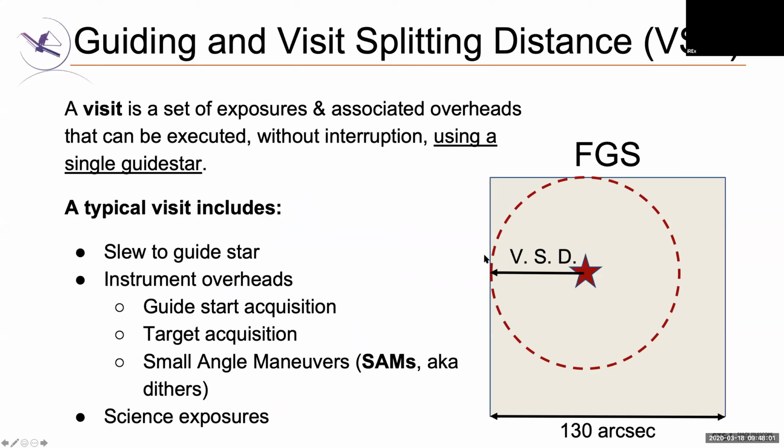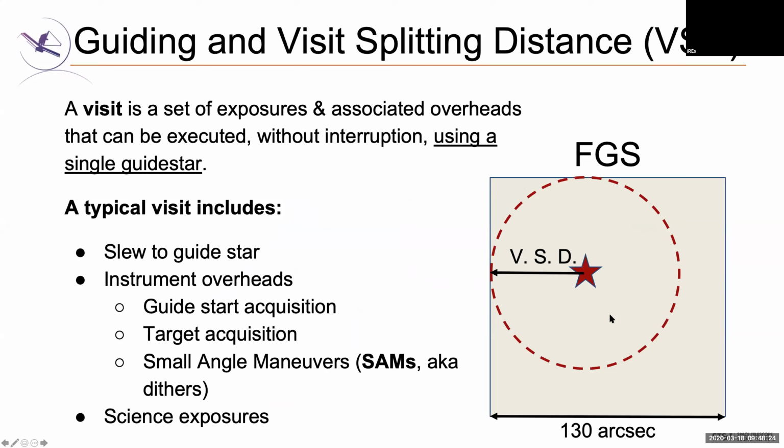If you've encountered this or used it before, you know that there's this visit splitting distance concept. Well, it boils down to this. If you look on the sketch on the right, whenever the telescope slews to a new target, there's a guide star acquisition. And the FGS tries to pick a guide star that's near the center of the array.